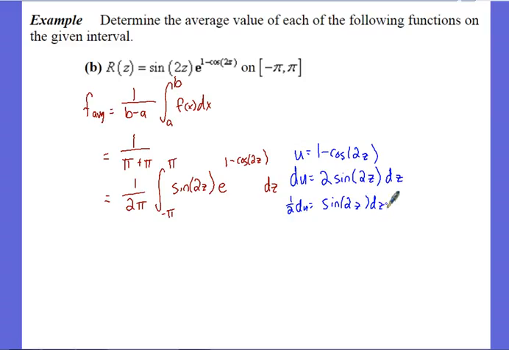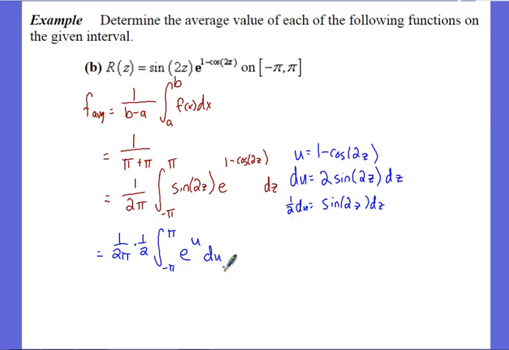You with me? So then this goes 1 over 2 pi. And then that 1/2, I'm going to bring it out, correct? Times a half. The integral from negative pi to pi of this, and this becomes my du, correct? So it's just basically going to be what? e to the u du.